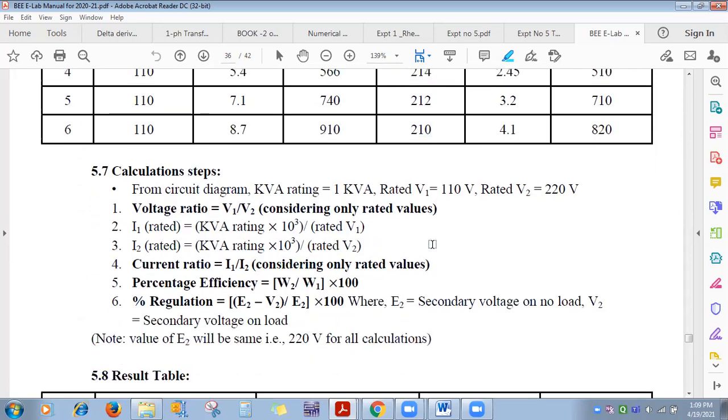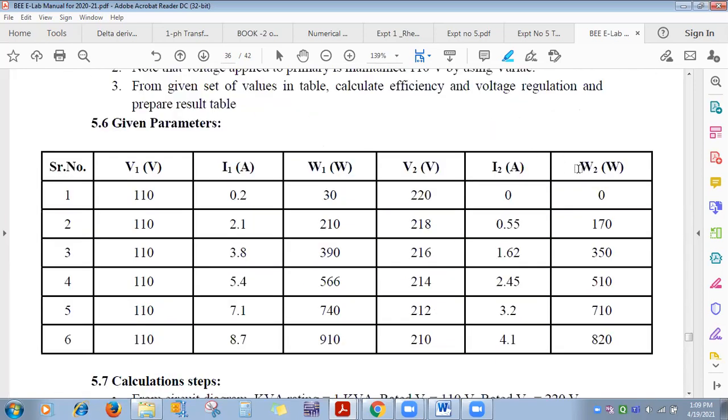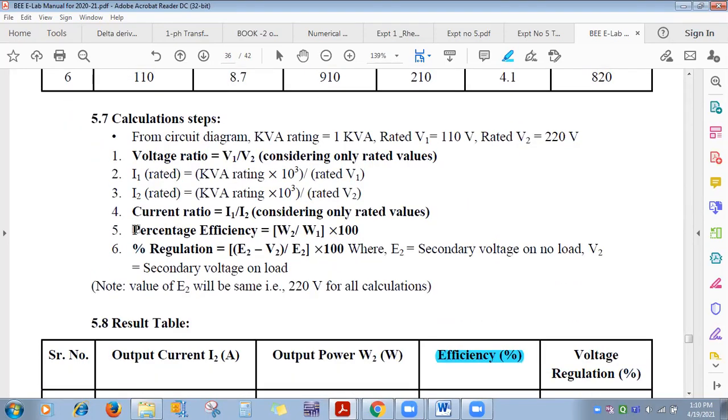Okay. And how to calculate the efficiency? See, efficiency is W2 by W1. W2 readings are there, W1 readings are there. See here, W2 by W1 into 100 will be the percentage efficiency.